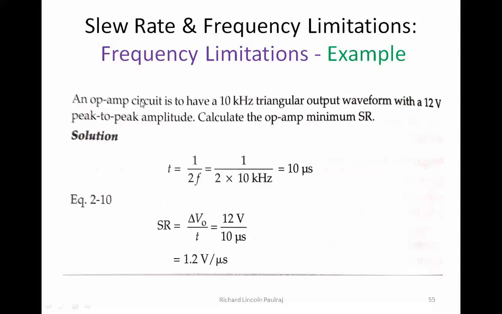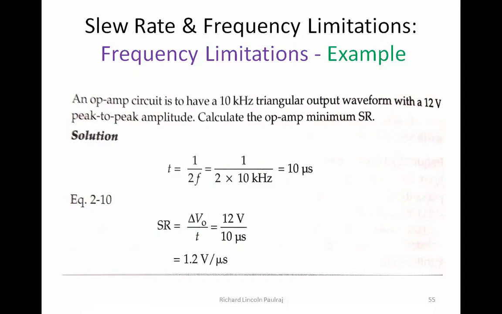Right. So there's a problem here. Take out your calculators and put in these values and tell me if you're getting about 1.2 volts per microsecond. Okay. So before that, we will just look into the details and we'll see how we are going to solve it. An op-amp circuit is to have 10 kilohertz triangular output. Now keep in mind, we have seen why we're going to get triangular output, right? The inputs are in the form of sine and the outputs are in the form of triangular waveform. The reason is because these are not able to catch up with the levels of changes that are happening with the input voltages, right?